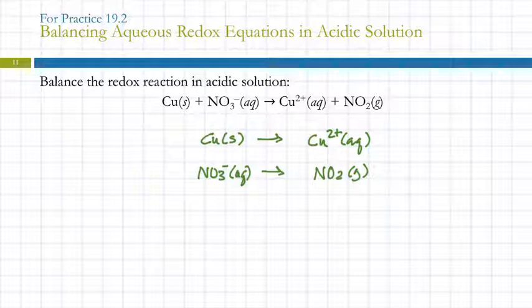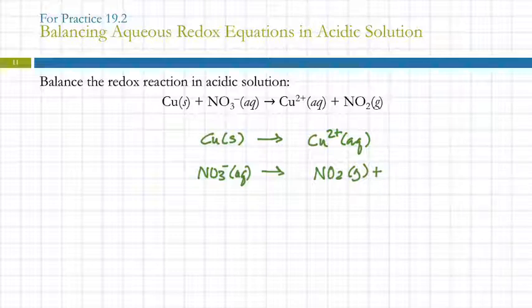The next step is balancing for mass. The top one's already balanced, 1 copper on each side. On the bottom here I have 1 nitrogen on each side. I have 3 oxygens on the left and only 2 oxygens on the right. To balance the oxygen, you use water.